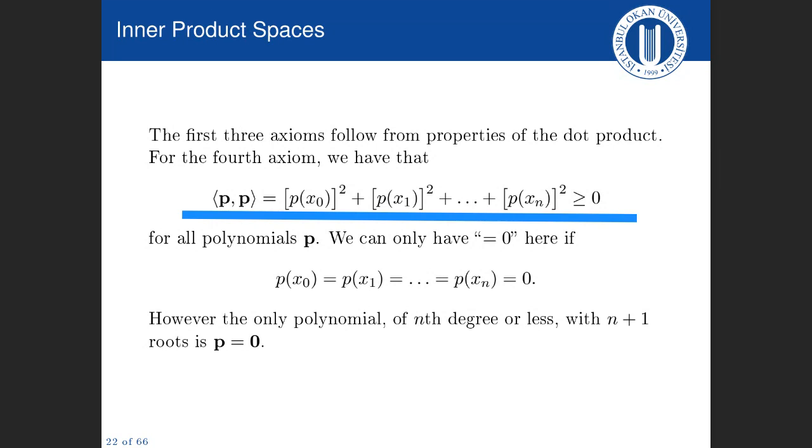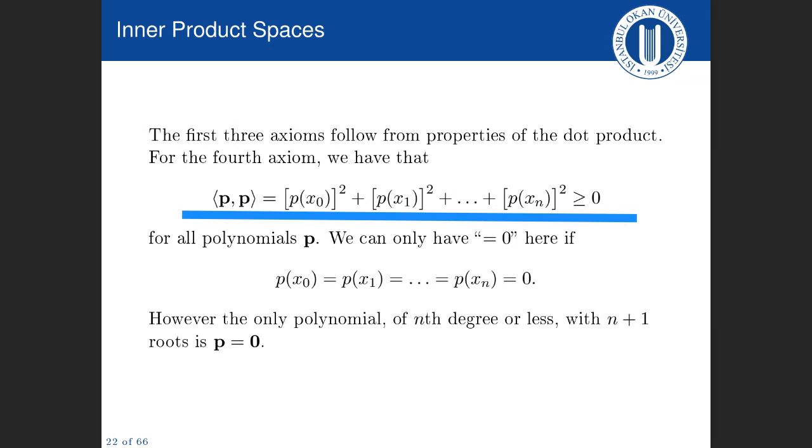We need to show that the inner product of P with itself is always greater than or equal to 0. Well, that's straightforward because we just have the square of a real number plus the square of a real number plus dot, dot, dot. That must always be positive. How can we get 0 here? The only way we can get 0 here is if P of x0 is 0, P of x1 is 0, and so on.